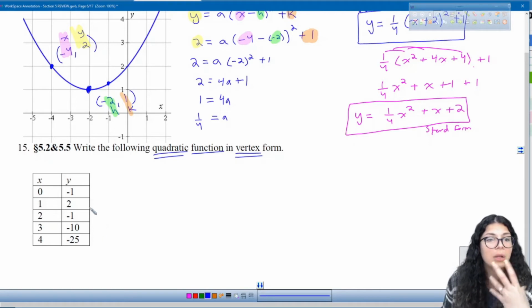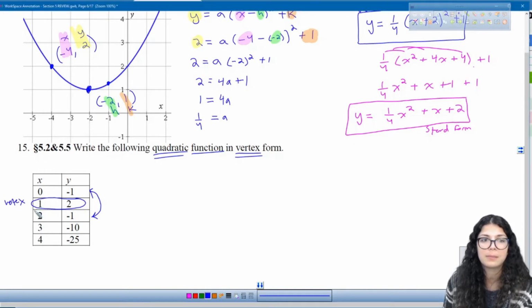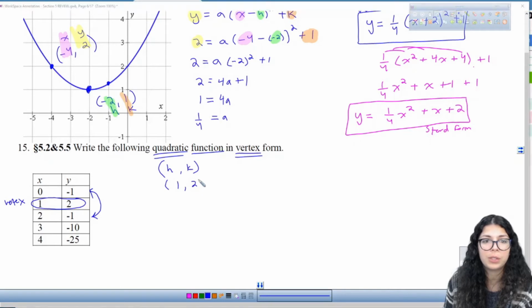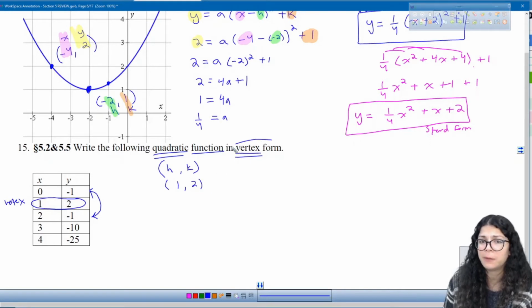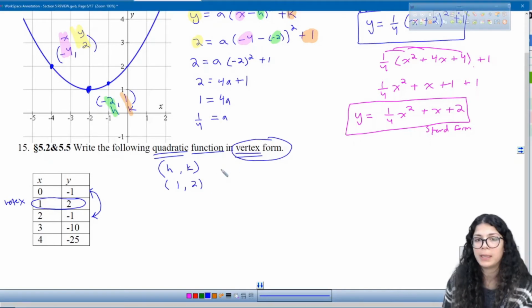So I need to look for symmetry here. Do I see y values that are symmetric? Yes, right here. Do you see that? Negative 1, negative 1. So that tells me that this point in the middle is my vertex. So I have my vertex right away. So my vertex, h, k, is 1, 2. And they asked me to write it in vertex form, so I don't need to even bother writing it in standard form.